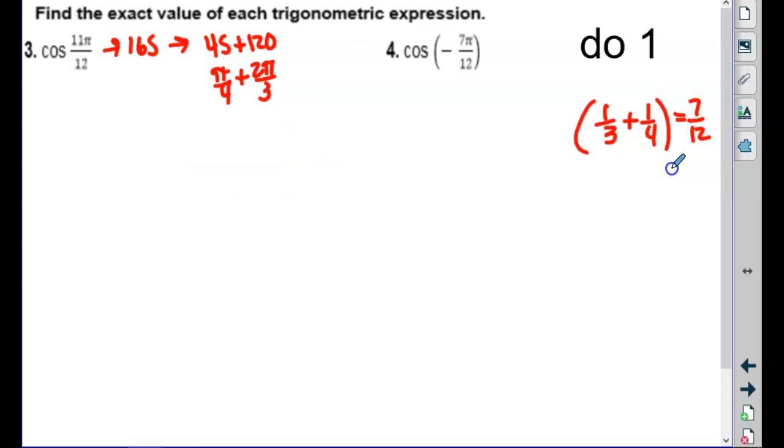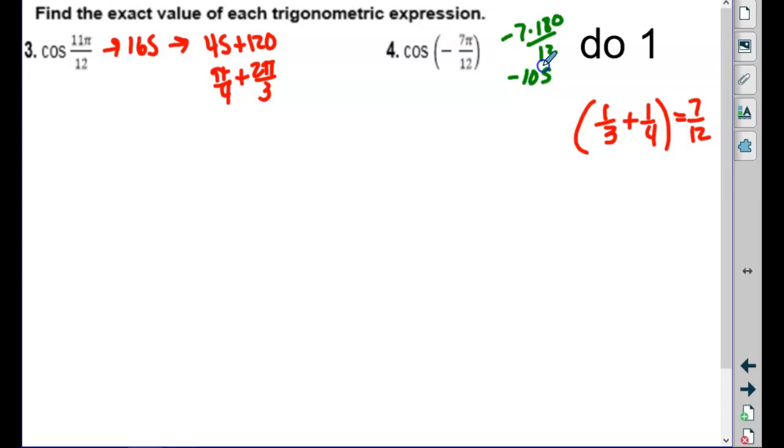Let's do one in radians, though. Which one would you like to do of these in radians? By the way, you want to do 4? Okay. If we change this to degrees, what is negative 7 times 180 divided by 12? Somebody? Negative 105. How could you get a negative 105? Anybody know? Using all the numbers on your unit circle in degrees.